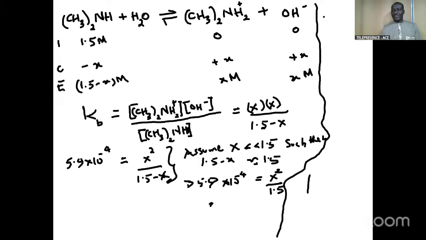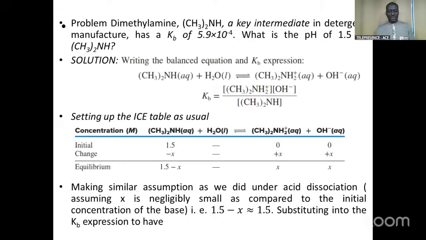All right, so we can say this is 5.9 times 10 raised to the power minus 4 times 1.5 is equals to x squared. Now let's see what value that's going to give us. So I'm with my calculator, and I want you also to join me as we solve it together. Please bring out your calculator.